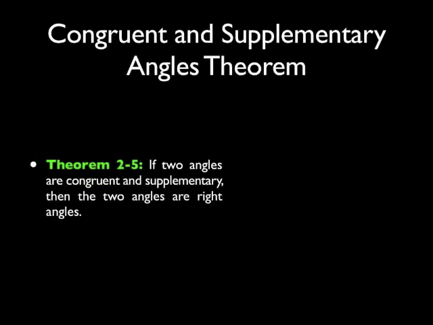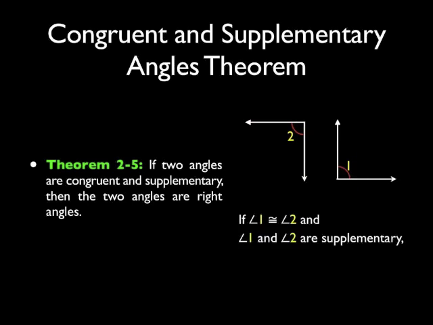And finally, we have the congruent and supplementary angles theorem. This says that if 2 angles are congruent and supplementary, then the 2 angles are right angles. So here we have a figure with angles 1 and angle 2. And you will notice that they are marked as being congruent. So we know that they are congruent, and we're also told that they are supplementary. So angles 1 and 2 are congruent, and they are supplementary. Therefore, they must be right angles.